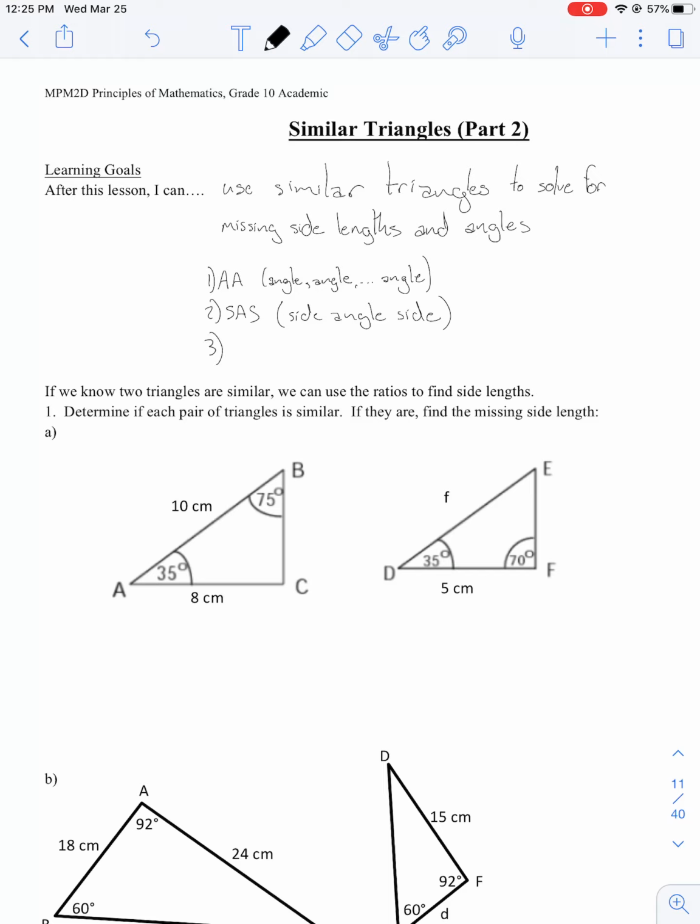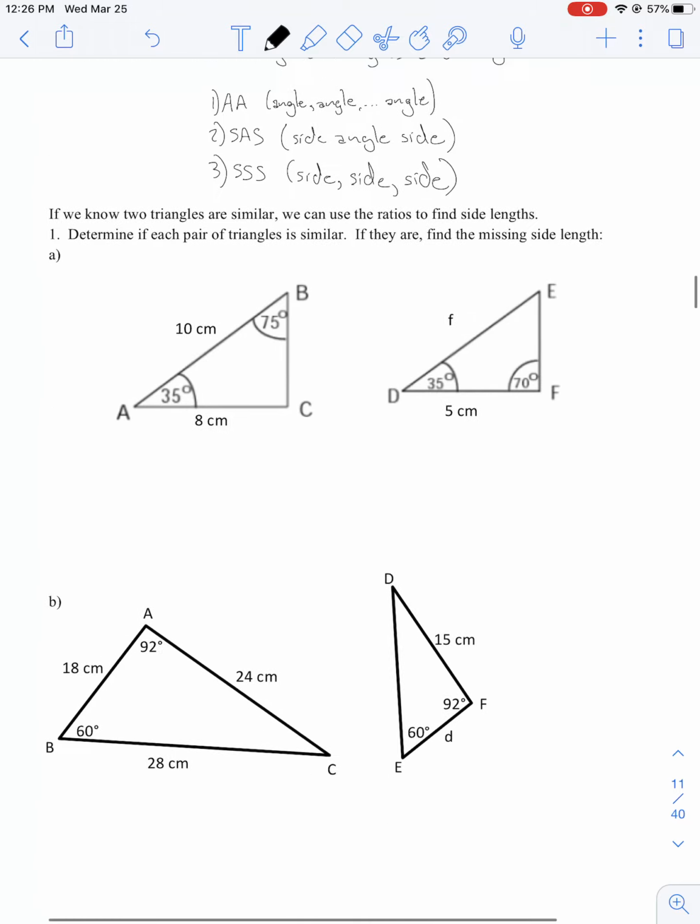And thirdly, if we know three side lengths, so side, side, side, we can prove that two triangles are similar if the side lengths are in the same ratio, or the same scale factor of each other. I'm going to use those two words, ratio and scale factor, quite a bit today. You're going to get used to those.